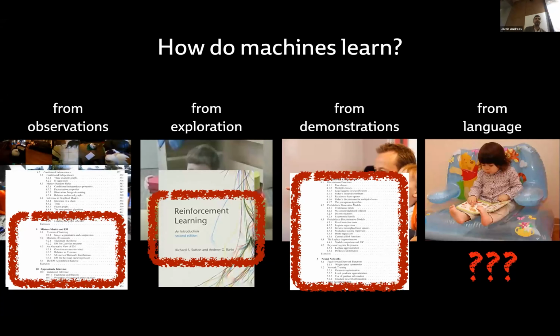Now, all of these other kinds of learning that we talked about before correspond to major established research directions in machine learning. They have their own conferences, they have their own textbooks, and so on and so forth. But it's really just in the last couple of years that the community has started to take seriously the possibility of learning from language in the same way that we do all of these other kinds of learning.